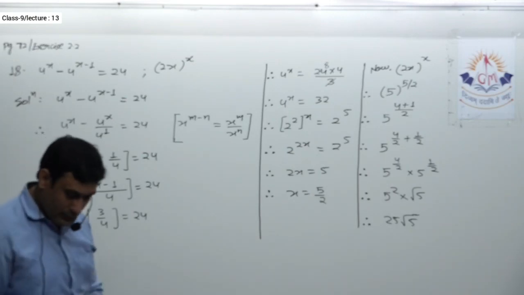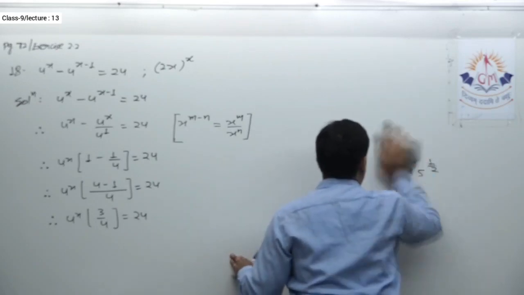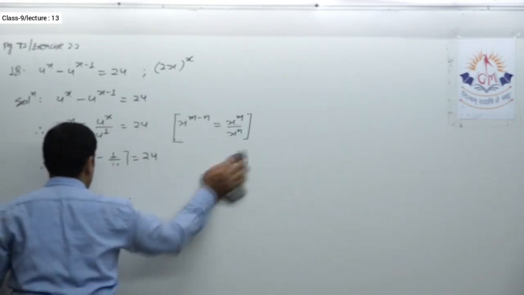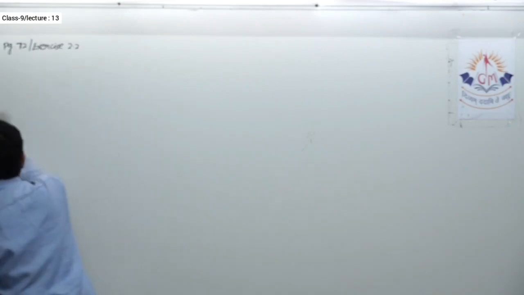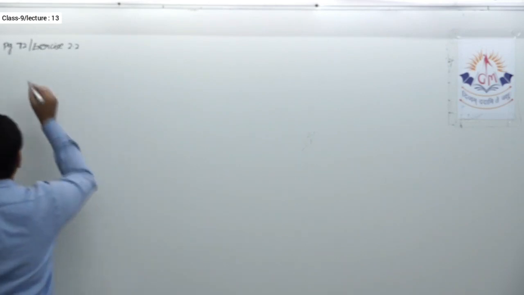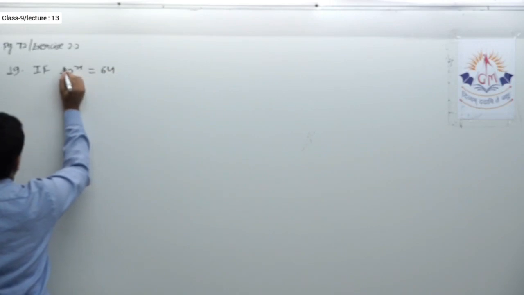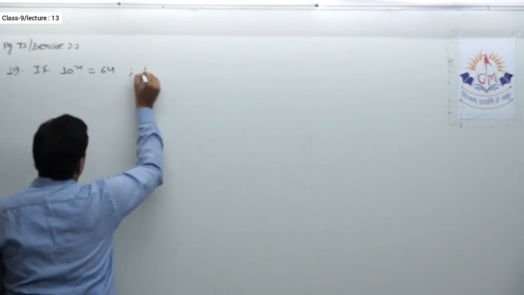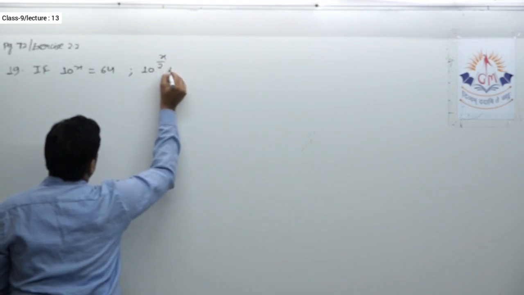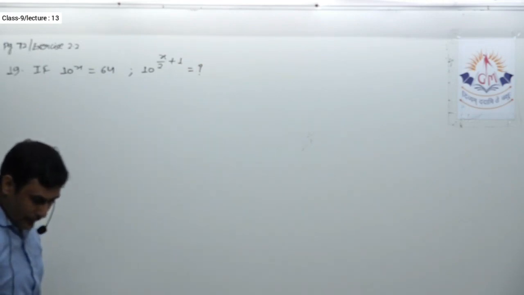Okay, now next is question number 19. The question is: if 10 raised to x is equal to 64, then you have to find the value of 10 raised to x by 2 plus 1. 10 raised to x upon 2 plus 1, this you have to obtain.